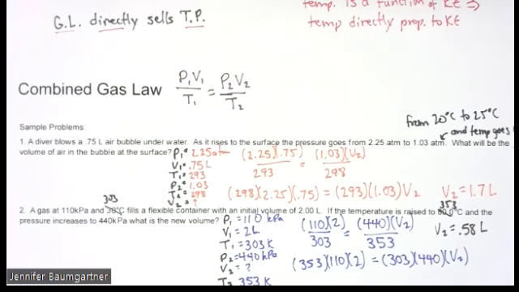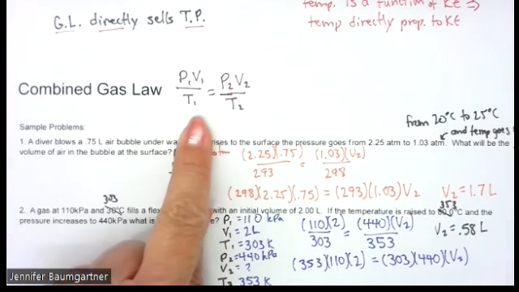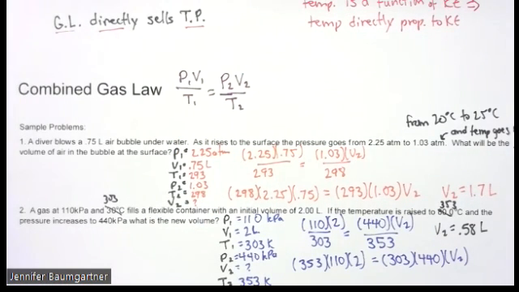Okay, that is it for combined gas law. Our takeaway: we talked about Gay-Lussac. That's a direct relationship between temperature and pressure. So we get P1 over T1 equals P2 over T2. Then we talked about combined gas law and did a couple sample problems with that. Okay, the next video is the ideal gas law. That's it for now.